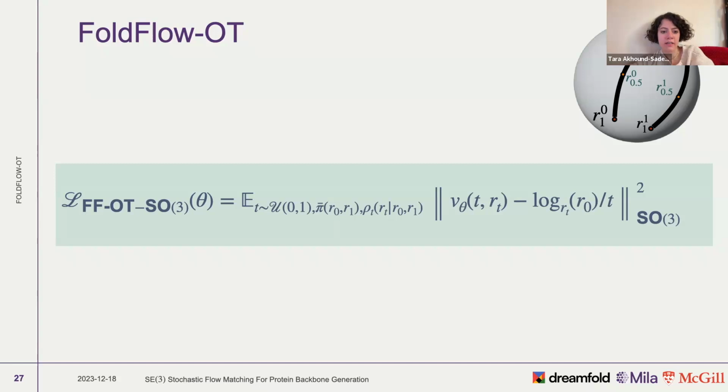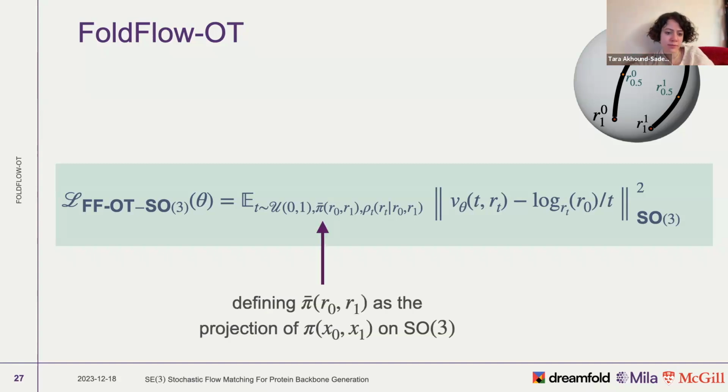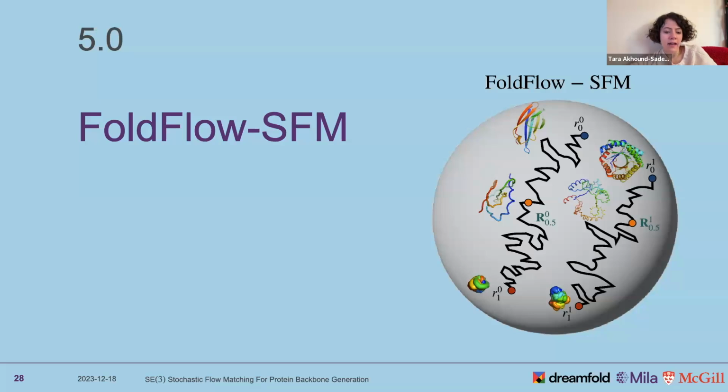Okay, so that's the OT part. Again, the only thing that's different is how you do the sampling: not from independent coupling, but from the optimal transport plan. And finally, we have maybe the most complex one, which is the stochastic version, FoldFlow-SFM, stochastic flow matching, where the idea is that we want to replace these deterministic bridges with stochastic ones.